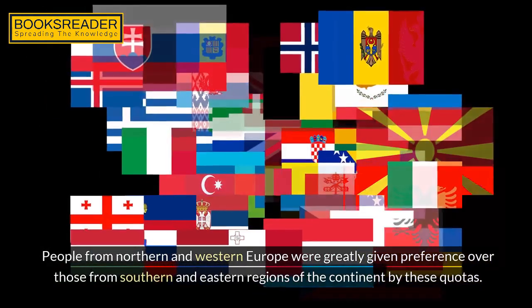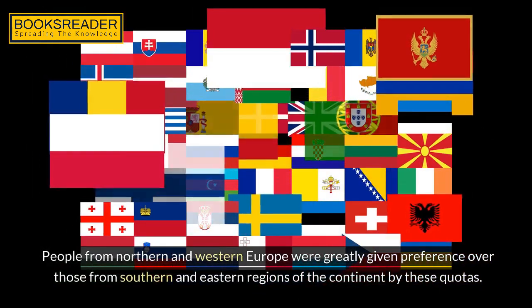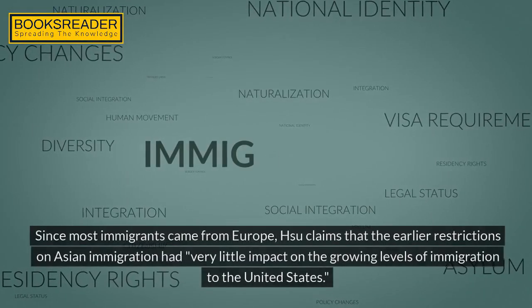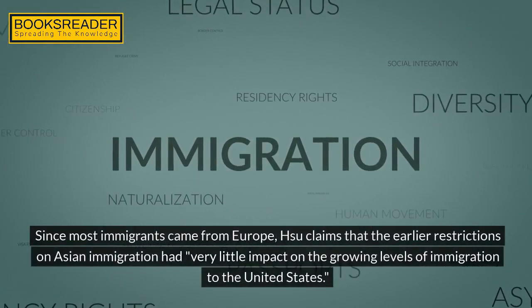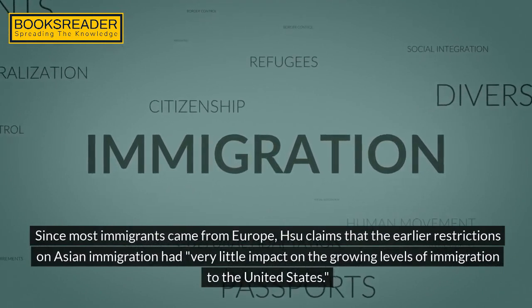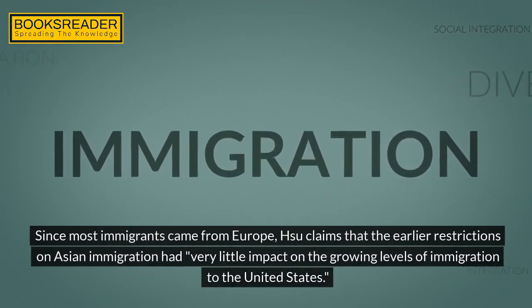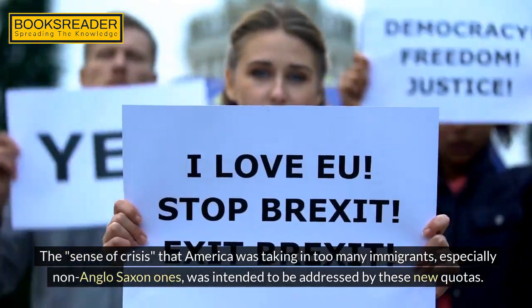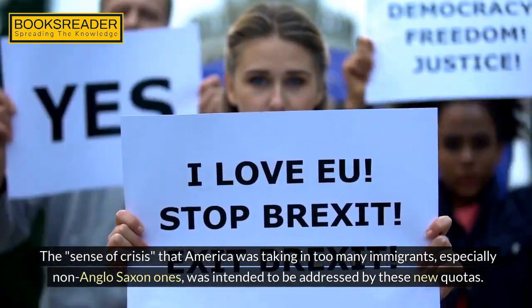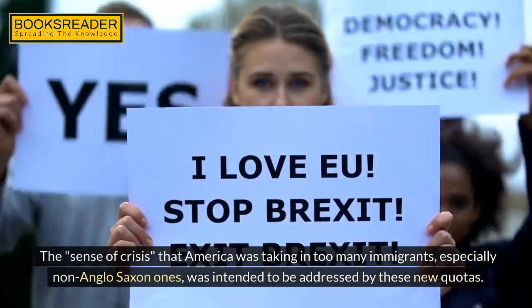People from Northern and Western Europe were greatly given preference over those from Southern and Eastern regions of the continent by these quotas. Since most immigrants came from Europe, Hsu claims that the earlier restrictions on Asian immigration had very little impact on the growing levels of immigration to the United States. The sense of crisis that America was taking in too many immigrants, especially non-Anglo-Saxon ones, was intended to be addressed by these new quotas.